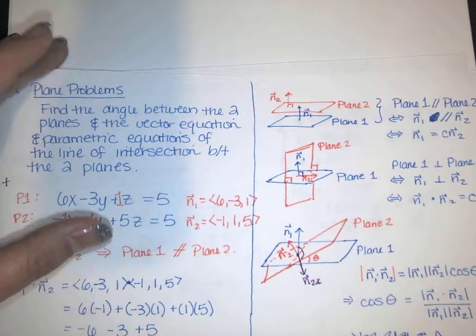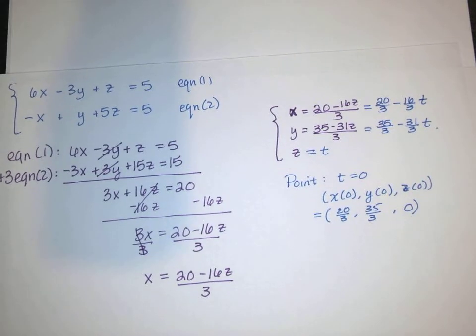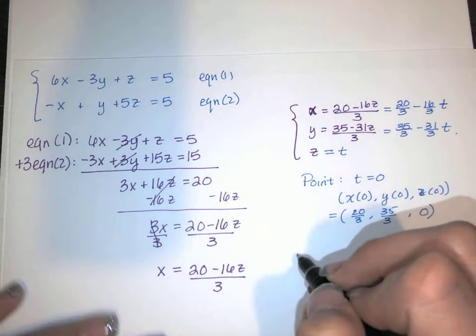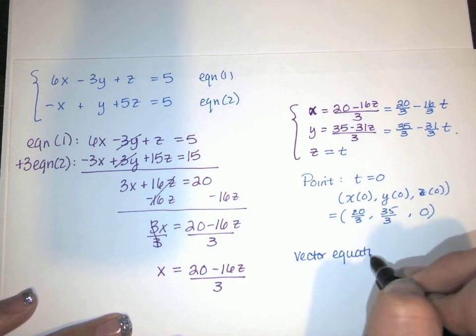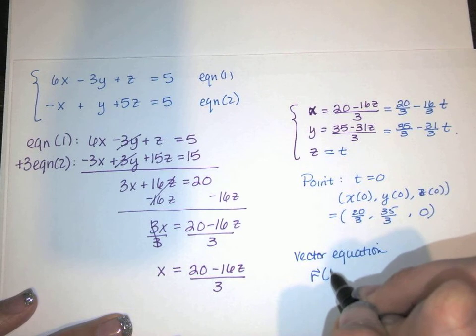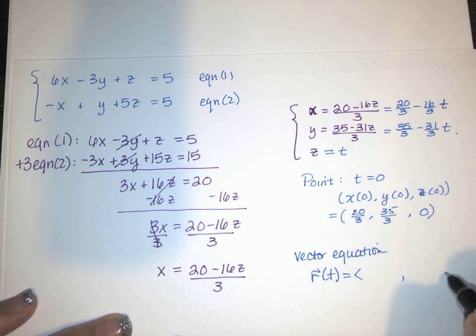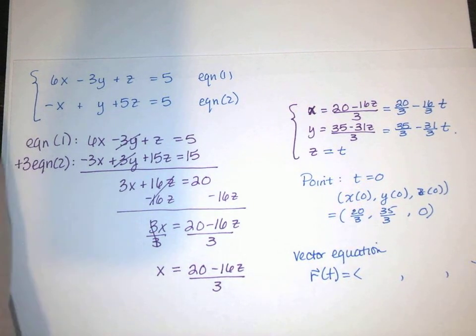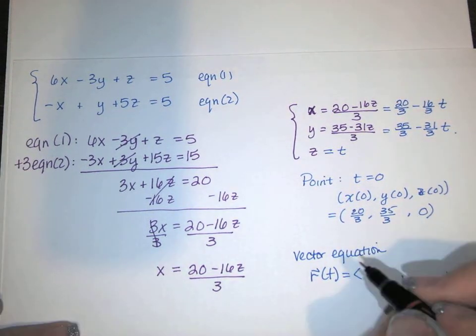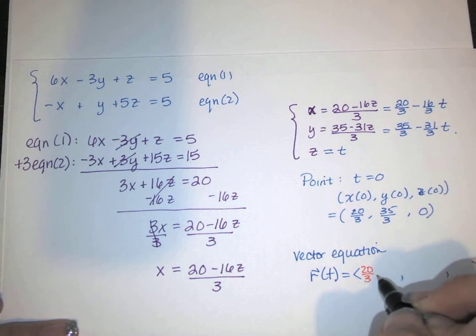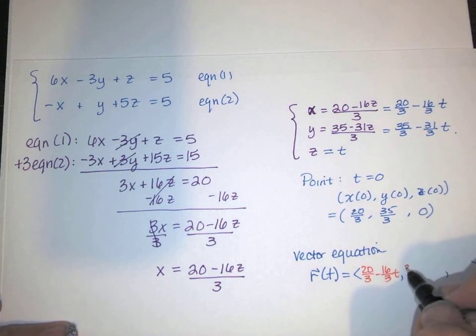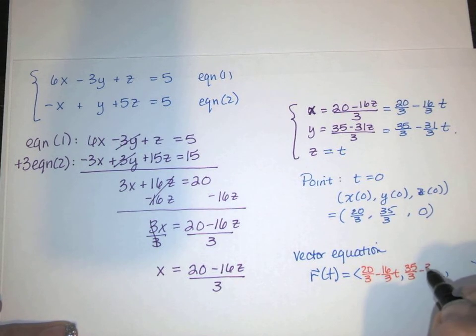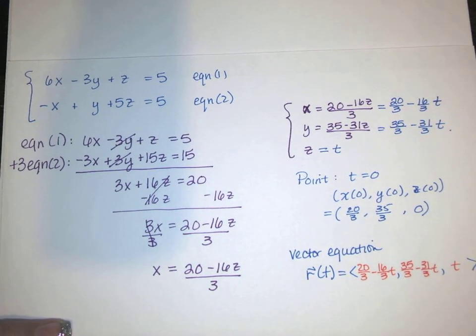Oh, guess we asked for the vector equation as well. And a vector equation of the line is given by r of t, and it has components x of t, y of t, and z of t. And x of t is that 20 over 3 minus 16 over 3 times t. Y of t is 35 over 3 minus 31 over 3 times t, and z is just t.